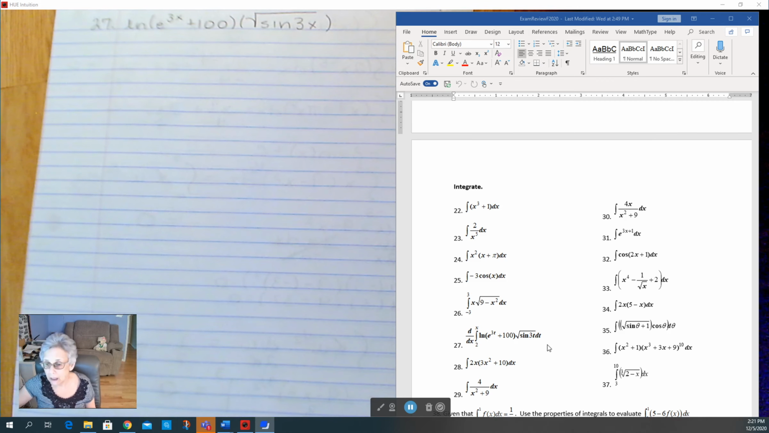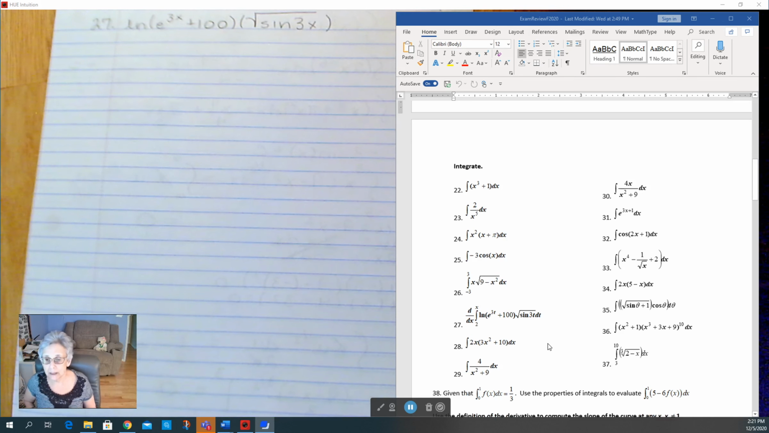Number 28 is just a plain old distribute. Well, actually, you could do it either way. You could distribute the 2x, or you could do it with u substitution and let u be equal to 3x squared plus 10. So you got 2 options for that one. Number 29, work on that one. We'll meet back here and compare answers for 28 and 29.